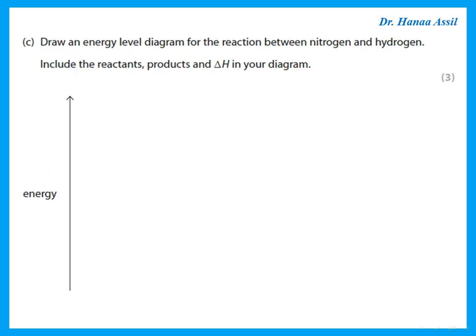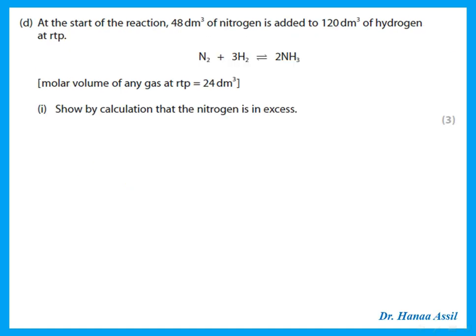Draw an energy level diagram for the reaction between nitrogen and hydrogen. Remember, he said it is exothermic, and that means the reactants are above, the products are below, and the difference in energy from reactants to products, so this is an arrow going down, this is what we call delta H, or enthalpy change. Remember, if we say what is meant by delta H, it is the enthalpy change or the heat change.